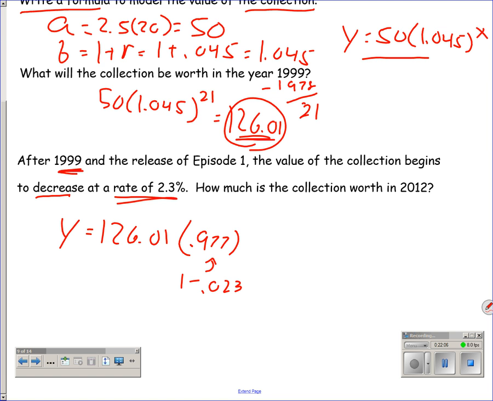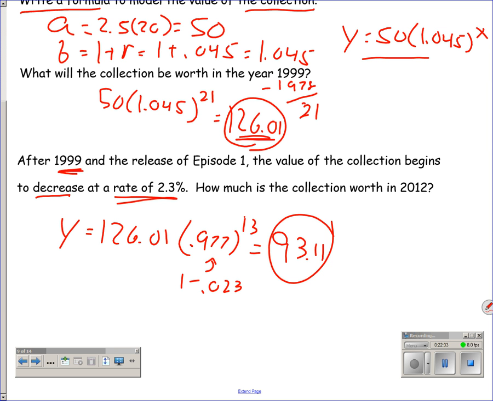And then raised to what power? Yeah, 13, because the difference between 2012 and 99 is, what'd you get? 13. That's still not down to 5,000, so you're good. You're still taking a problem.